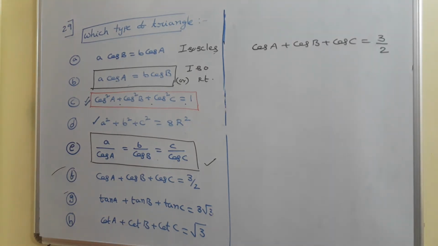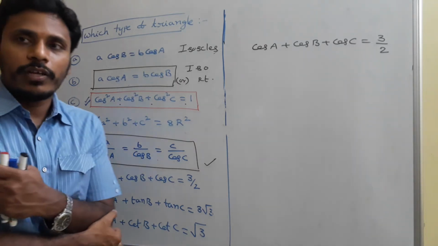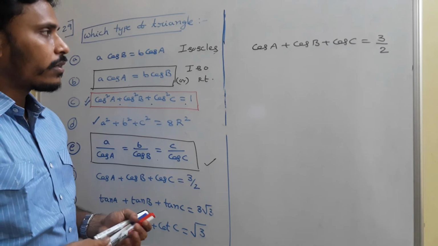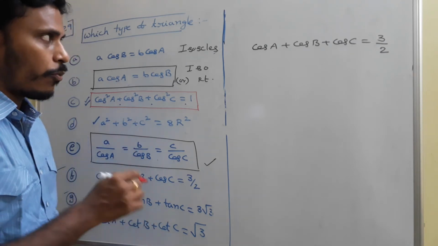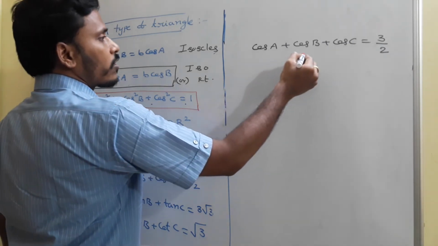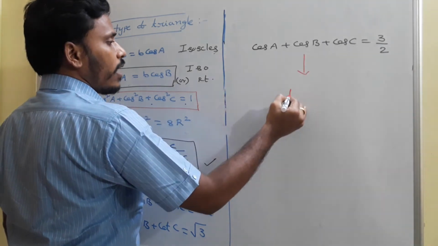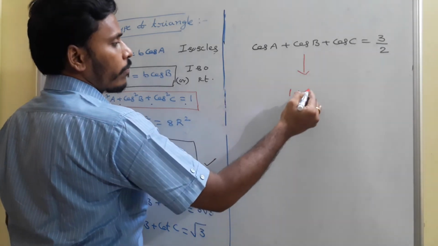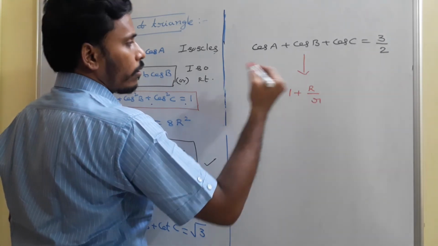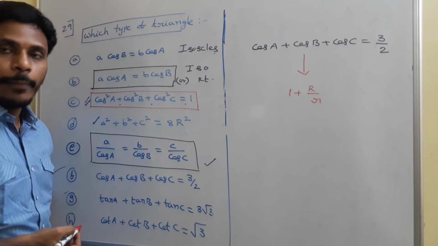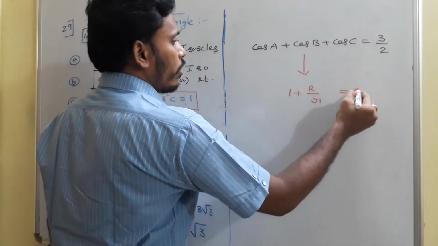Cos A plus cos B plus cos C is equal to 3 by 2. There are again different ways to solve it, and I will discuss one of the possible ways. In the last class, in some other point, we proved that cos A plus cos B plus cos C is 1 plus capital R by small r. Okay, 1 plus capital R by small r is equal to 3 by 2.